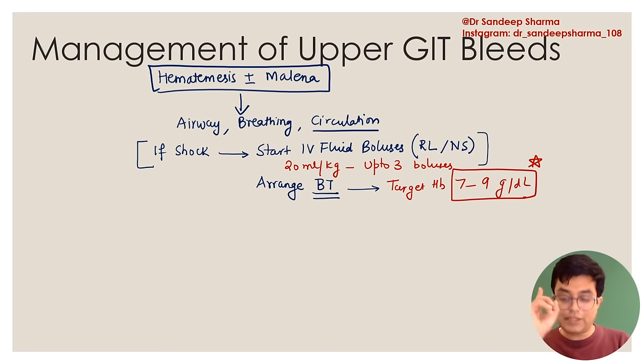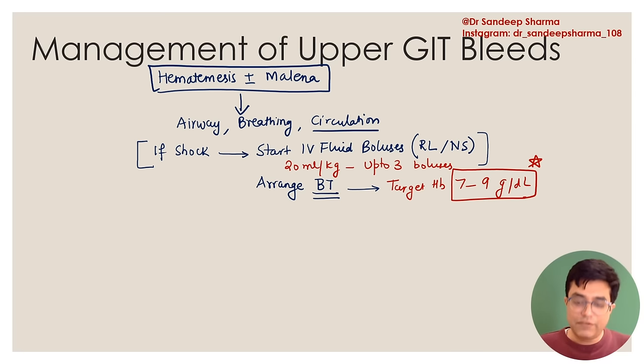So remember the target hemoglobin in massive upper GI bleed, particularly because there is a chance of varices there. We don't know varices hai ya kuch aur reason hai or it is a bleeding peptic ulcer. So the target hemoglobin will always be 7 to 9 gram per deciliter. Very important funda. Agar 9 ke upar jayenge, it can cause re-bleeding by increasing the portal venous pressure. Main nahi likh raha hun because it's a rapid revision session, but this is a point you need to remember. You can add it later on in your notes.